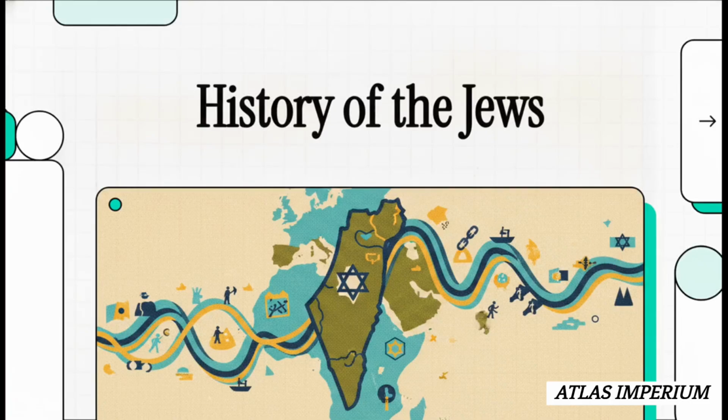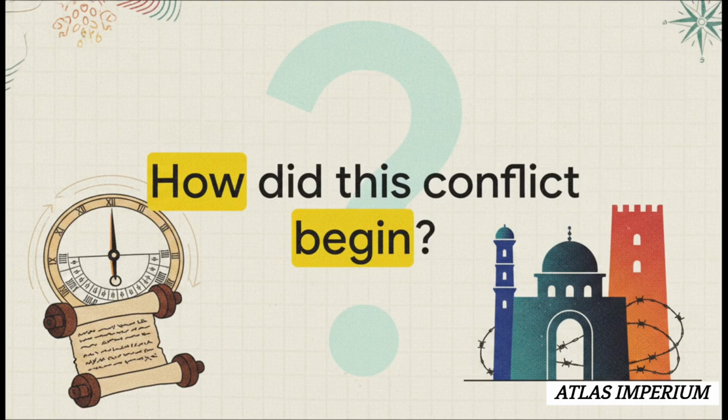Welcome to this explainer. We are jumping straight into a massive, frankly fascinating historical journey today. We're mapping out over 2,600 years of incredibly dense history. The goal? To trace the deep roots of the Jewish people through empires, exiles, and migrations, so we can fundamentally understand how the map of the Middle East got to look the way it does today. Because really, it all points back to this single monumental question: how did this conflict begin?